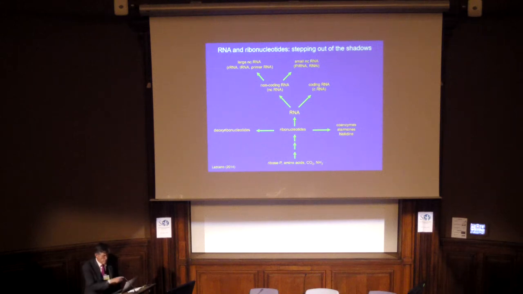But I think that it's fair to say that you can divide RNA into two main types. One can have coding RNA, as in RNA viruses, as in messenger RNA. And if we go to the non-coding RNA, we can have very small non-coding RNAs. We can have large non-coding RNAs, like ribosomal RNA, transfer RNA, the primer, and so on.